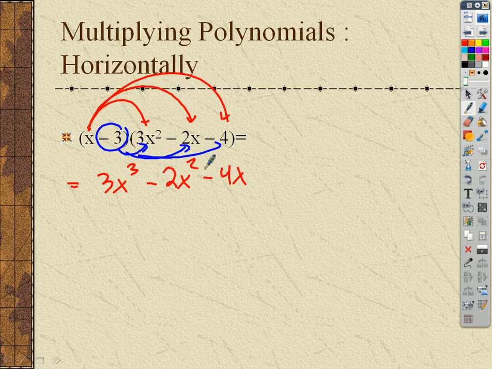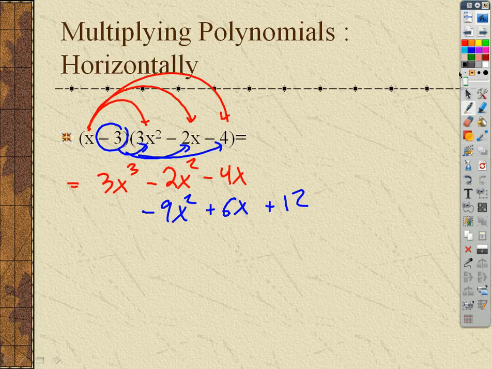And I could either just string those all out in a row and combine like terms, and that's fine. Or I could combine them vertically. Negative 3 times 3x squared is negative 9x squared. So let's line it up in the x squared column. Negative 3 times negative 2x is 6x, good. Negative 3 times negative 4.